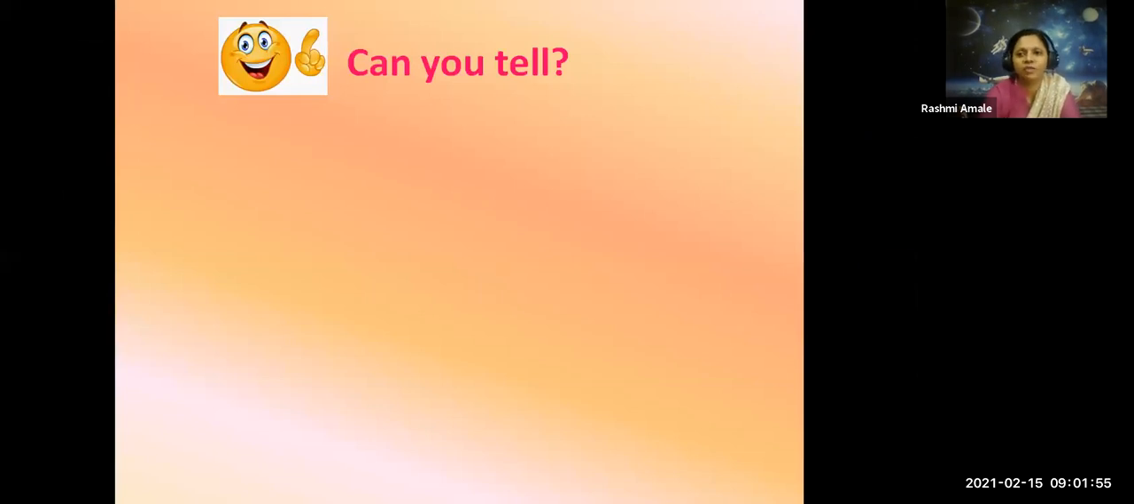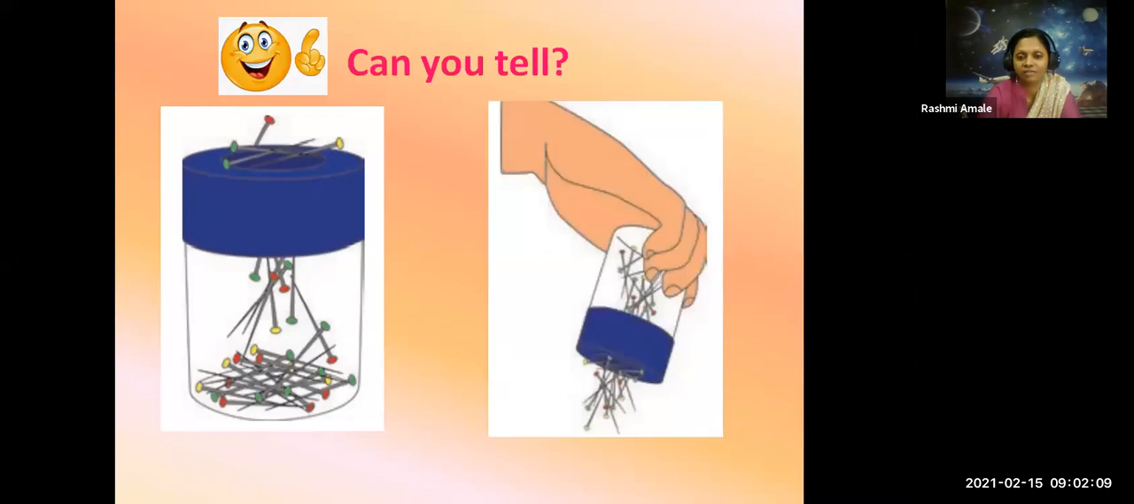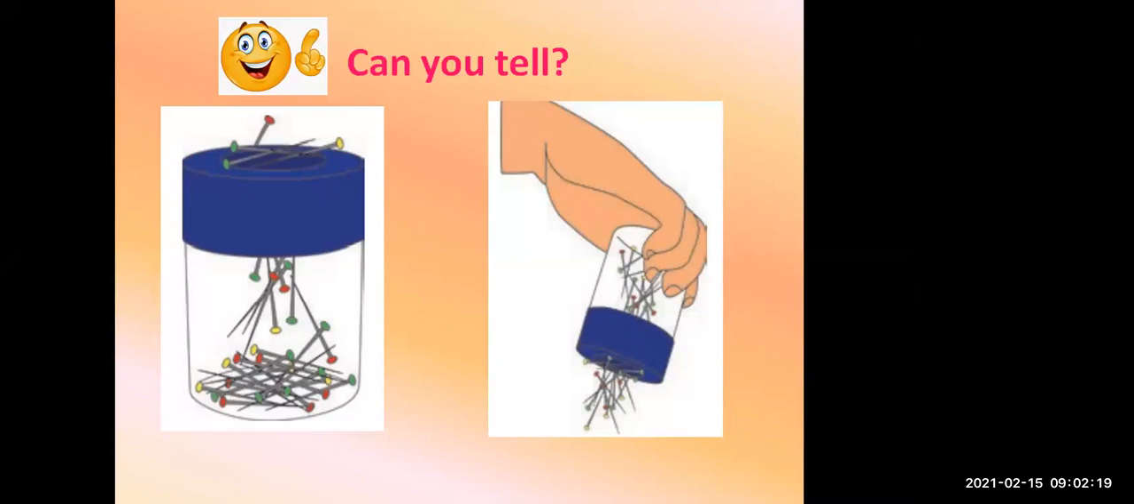So students, look at this picture. What picture is this? It's a pin holder, right? When you are holding this pin holder upside down, the pins do not fall. Why is it so? Do you know? With the help of the magnet. Very good.